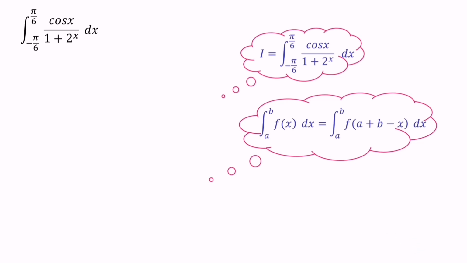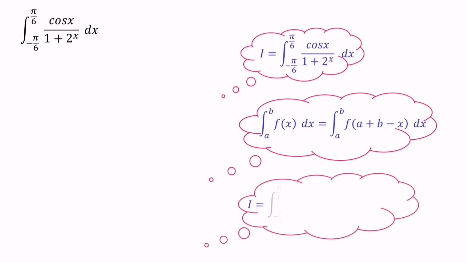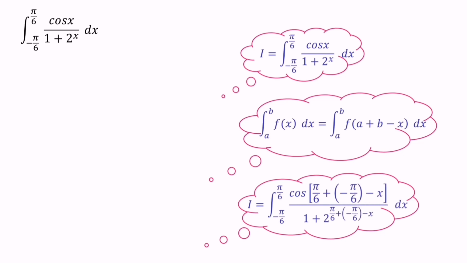Then we can simplify the function f(a plus b minus x) and add both the first capital I and this capital I value. Then easily we can simplify the function of the result of the addition. Clear? Let's jump into the question.